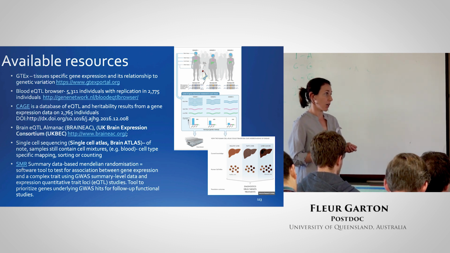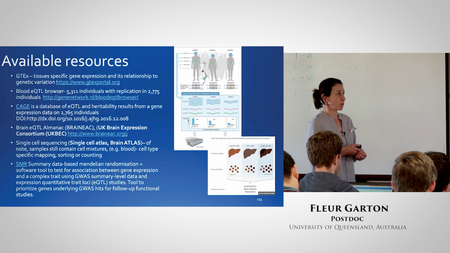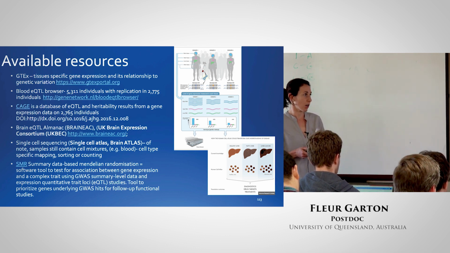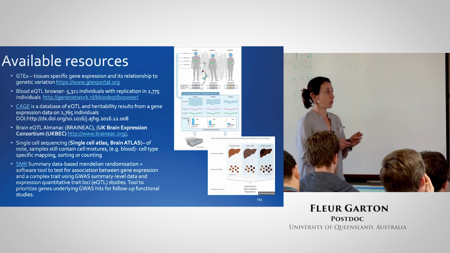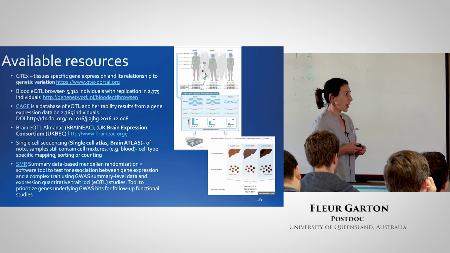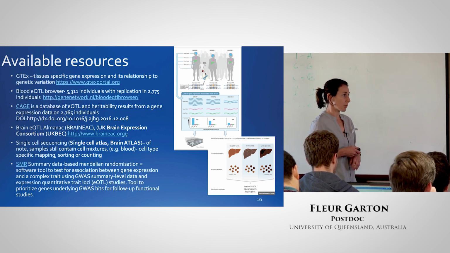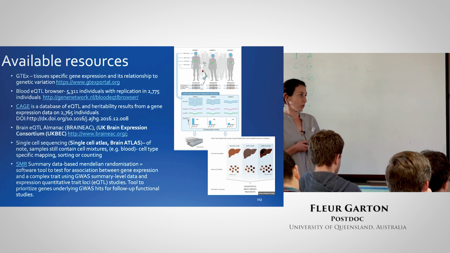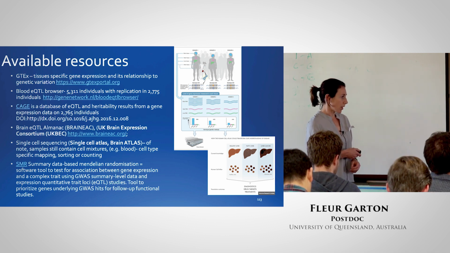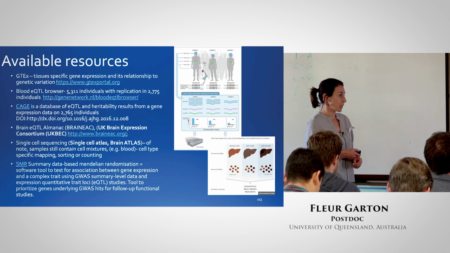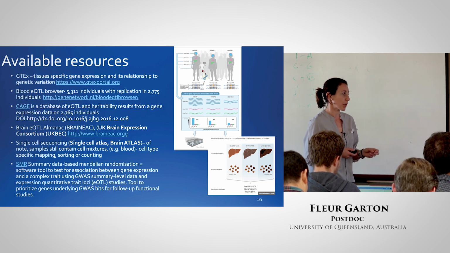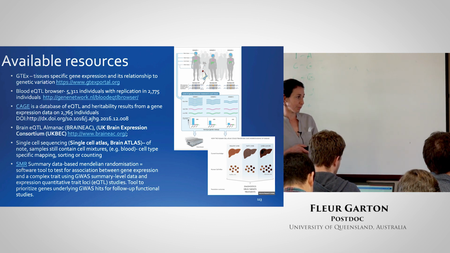CAGE is also a database. The limitation with GTEx is that it's limited in the numbers of people. I think the blood expression databases are much larger, so you're looking at more than 2,000 to 5,000 instead of 500, which I think is in GTEx. There's also some brain expression databases. There's a move towards single cell sequencing, and summary data-based Mendelian randomization is also a good software tool to test for an association between gene expression and a complex trait.